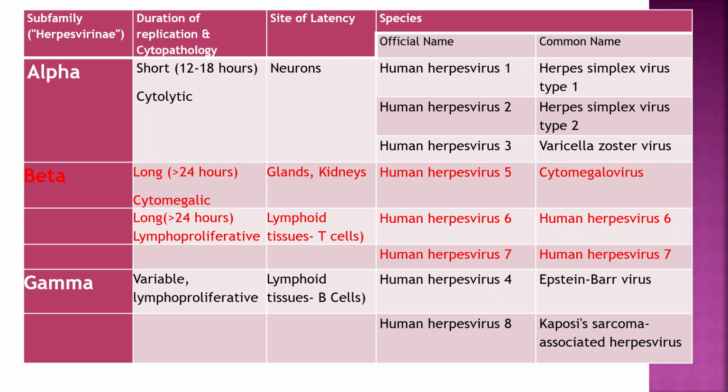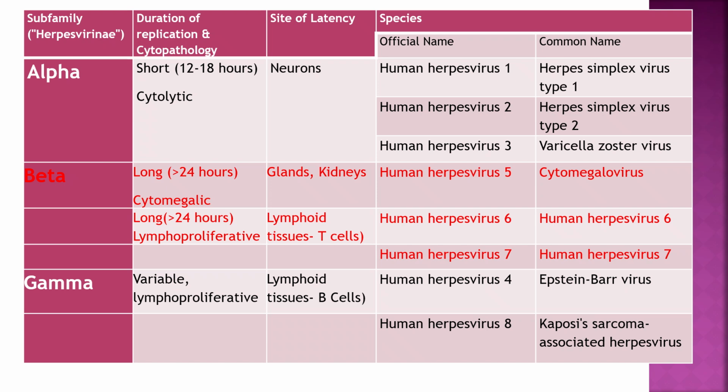Beta has a long duration of replication and cytopathology, that is more than 24 hours, and it is cytomegalic. The site of latency is glands and kidneys. Officially it is herpes 5 and the common name is cytomegalovirus.